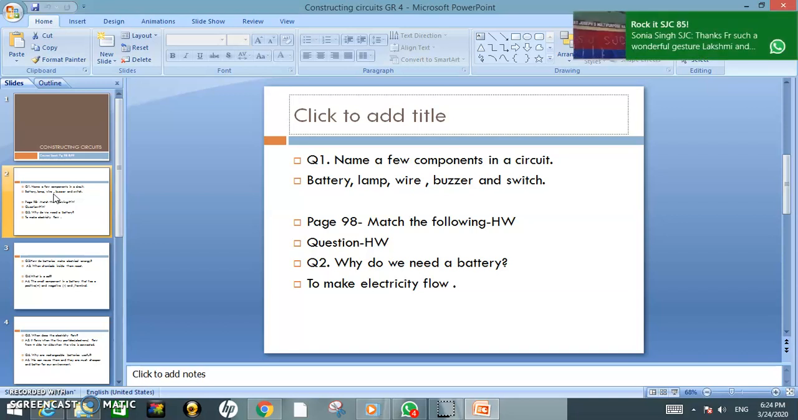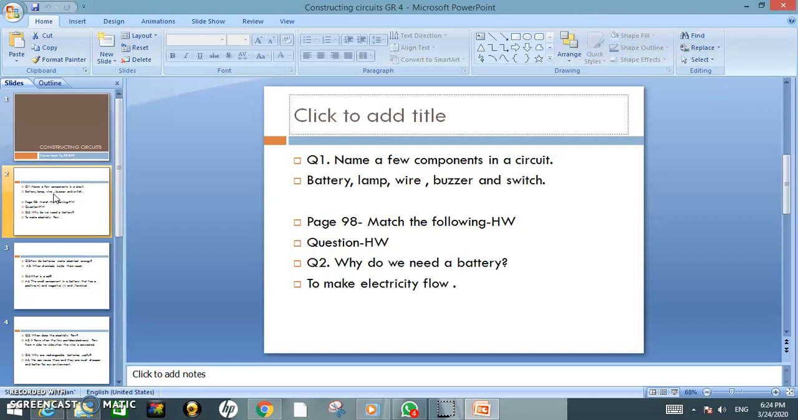Okay? Now, come to the next page, page 99. You can see the picture of 2 batteries. Very clear. Battery, this word is quite common to you, right? Now, why do we need a battery? We need it to make electricity flow.